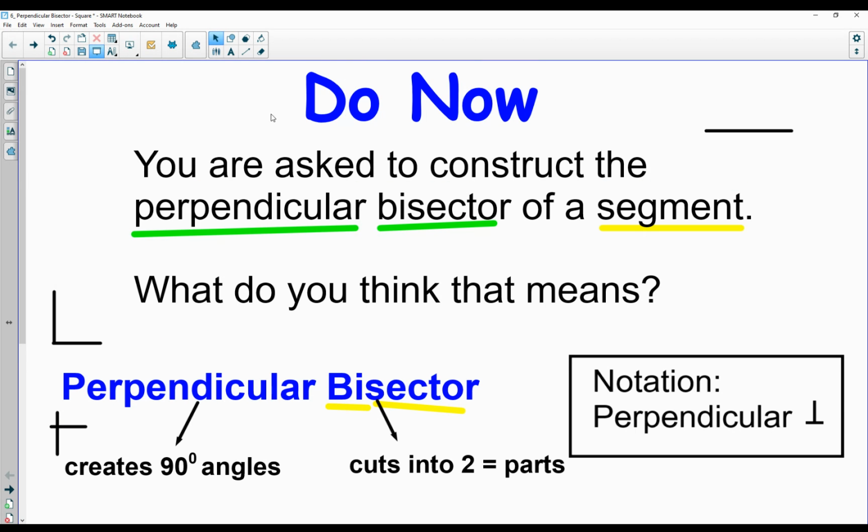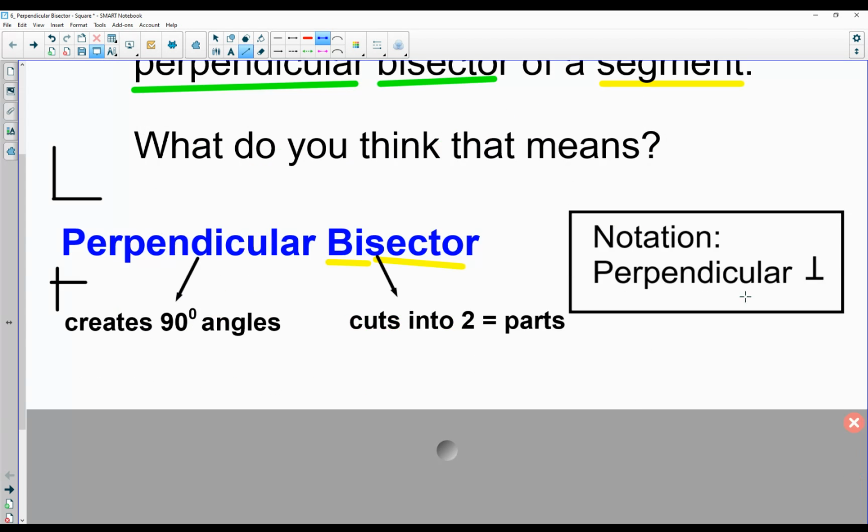So what that means, if I'm going to construct the perpendicular bisector, I'm going to use my compass to hopefully construct a segment that is going to bisect the segment up here. And it's going to be perpendicular. Something that you want to take note of over here is the notation for perpendicular. The notation for perpendicular is this upside down T. So when you see this, it automatically means perpendicular.